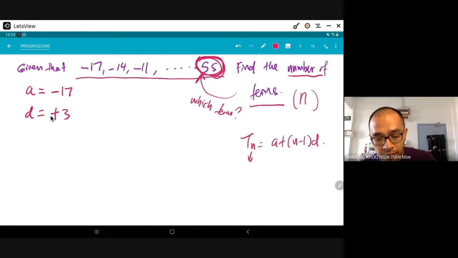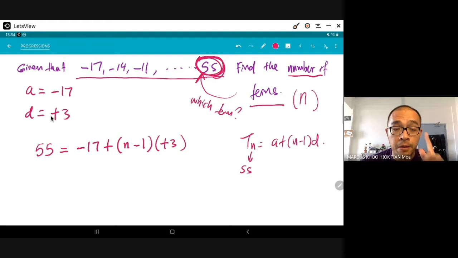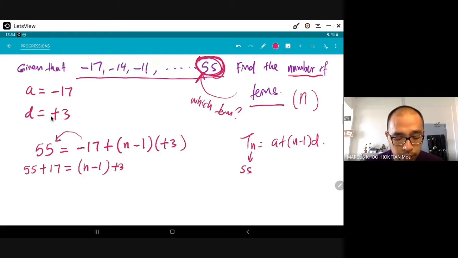So this is 55. 55 is sebutan yang ke entah berapa lah, saya tidak tahu. 55 equals to negative 17 plus N minus 1 times positive 3. Okay, we have to be careful. Move the 17 across first. Kita akan dapat 55 plus 17 equals to N minus 1 times positive 3. 55 plus 17 will give you 72. Yeah, 72 equals to N minus 1 times positive 3.